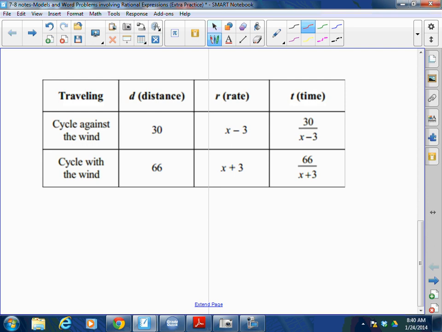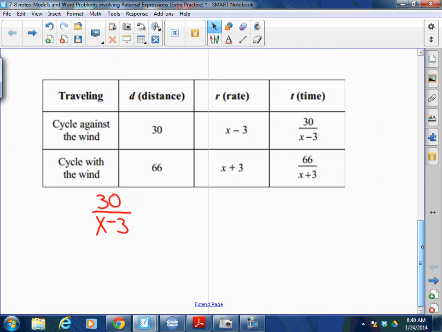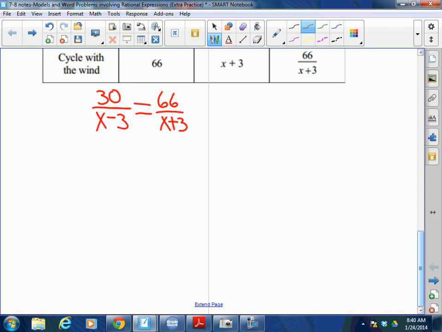And now we know, since she cycled for the same amount of time, and I'm not making that up, it was in the problem, it says here, she cycled 30 miles against the wind in the same amount of time that it took her to cycle 66 with the wind. You feel me there, guys? Okay, so the time against the wind equals the time with the wind. Boom, we can just cross multiply, basically you're multiplying by the LCD. So it's going to be 30x plus 90 equals 66x minus 198, I believe.